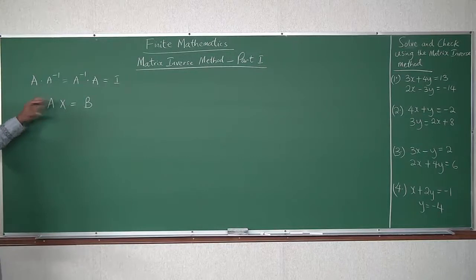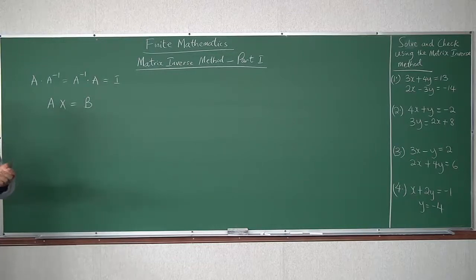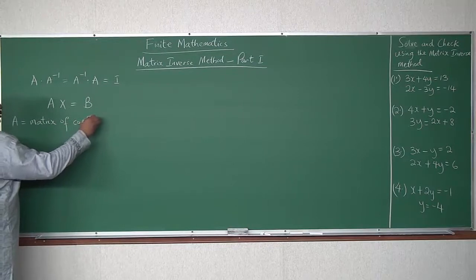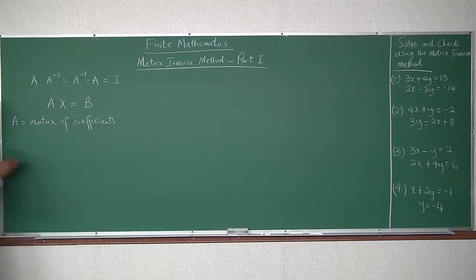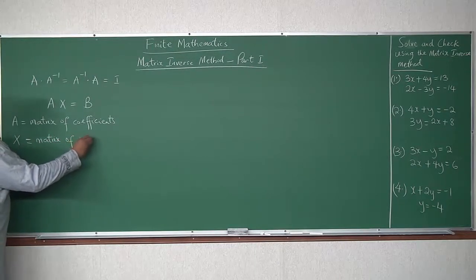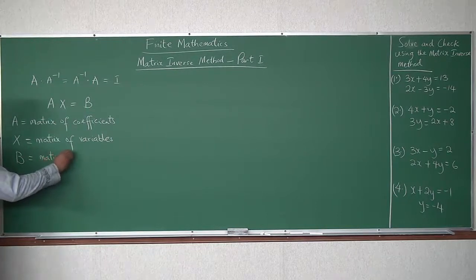A is the matrix of coefficients, uppercase X is the matrix of the variables, and uppercase B is the matrix of the results.